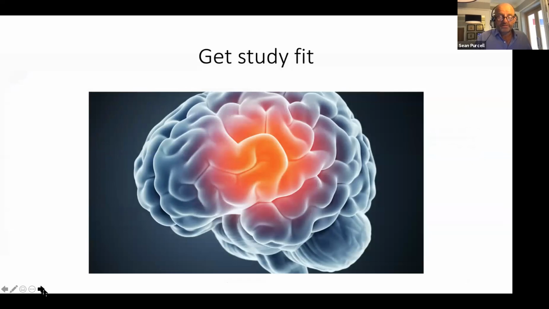So read those articles, get your brain in the right condition, get study fit. What do I mean by getting study fit? Well, what I mean by getting study fit is you need to get your brain in the right condition. You need to understand how your brain works.